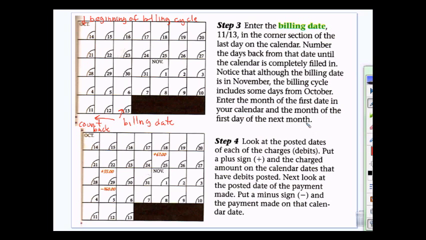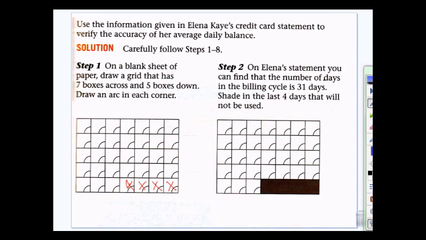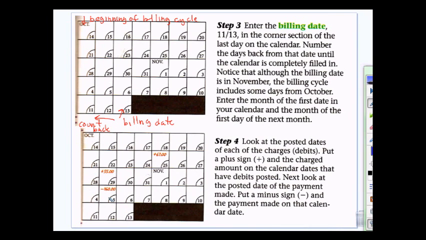Okay. After that, we come to the posted dates of each of the charges. So on the 25th of October, $67. On the 29th of October, $55. On November 5th, she had a payment of $160. So we put those in. Pluses for charges, minuses for payments. So plus 67 on the 25th, plus 55 on the 29th, minus 160 on the 5th.